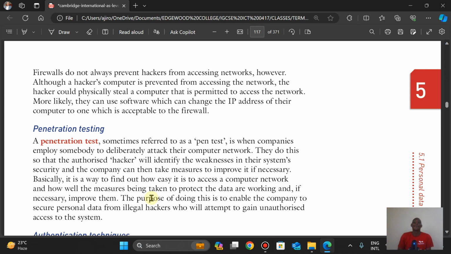Okay, so we call it a penetration test. They employ people, these hackers. I'm going to pay you money, try to hack into our system. Even banks do that. And okay, you did that, and they try to improve it. They tell you to try to hack it again. So all these things are to ensure that the computer network is powerful enough to withstand any form of penetration from hackers. The whole purpose of doing this is to enable companies to secure data from illegal hackers who will attempt to gain unauthorized access to the system.